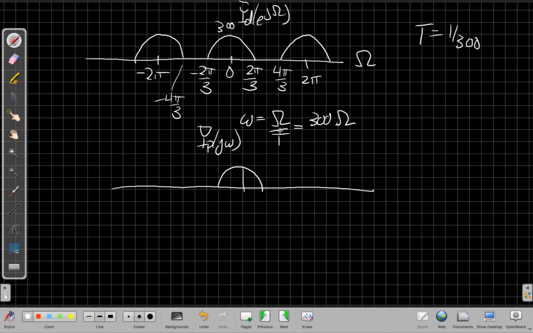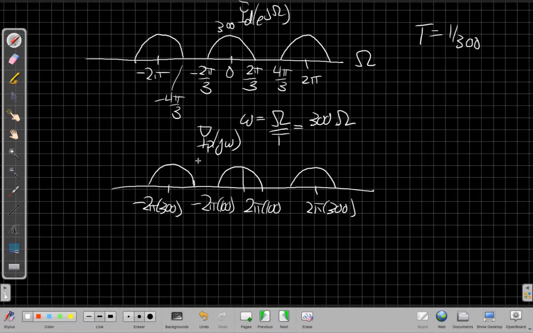But now this point here is 300 times 2 pi over 3, which will be 2 pi times 100 again, minus 2 pi times 100. And then another one of these, and this will be back to being at 2 pi times 300, and then a symmetric copy on the other side. So this is my periodic version back in continuous time. And then the last step, HR of t, says I need a filter that cuts off at pi over t, which would be 300 pi, or 2 pi times 150.